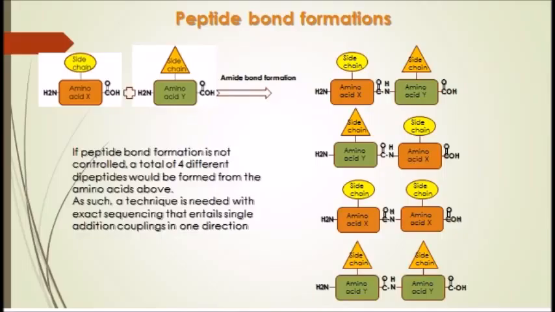Peptides are composed of amino acids linked together by an amide or peptide bond. This bond is formed by the reaction of the acid group of one amino acid with the amino group of another amino acid. If these two amino acids were to react, they would form potentially four different dipeptide products. Two products with the same amino acids and two other products inversely sequenced. What is needed is a technique of single addition coupling in one direction.